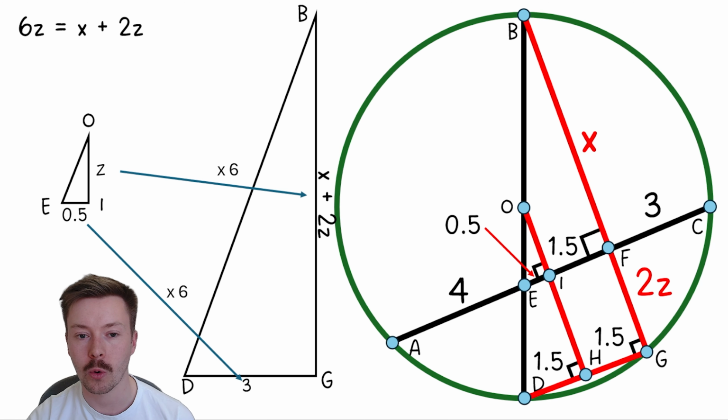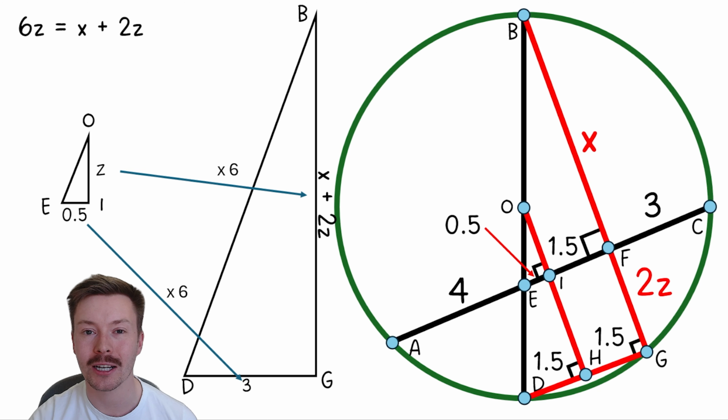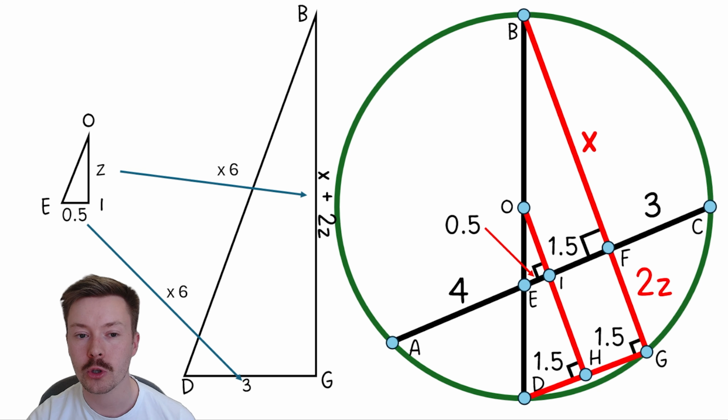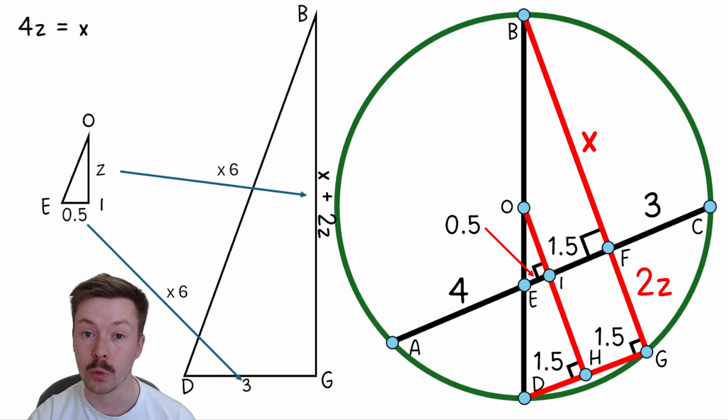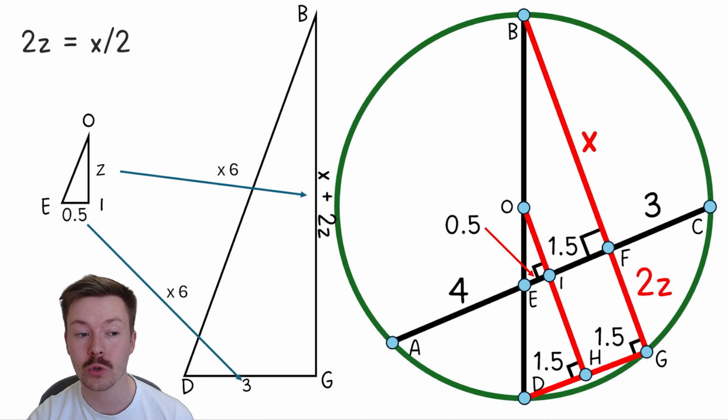Again, we'll put that as an equation. So 6Z is equal to X plus 2Z. Take away the 2Z from both sides. We get 4Z is equal to X. Divide both sides by 2. So I can get 2Z, so 2Z is equal to X over 2. I can replace the 2Z now on my diagram with X over 2.